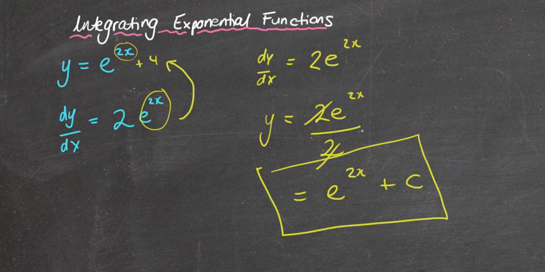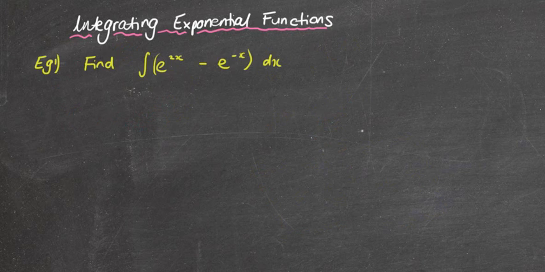So let's have a look at some questions here. Find the integral of e to the power of 2x minus e to the negative x. Now this is what we would call an indefinite integral, because there are no bounds or limits here for our x values, so we're just integrating that particular function.